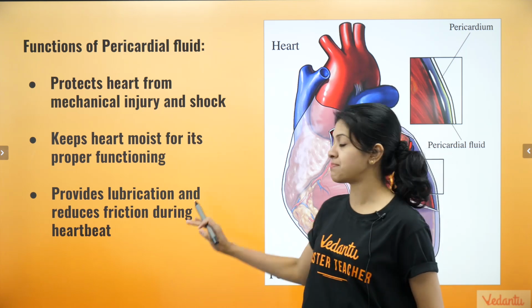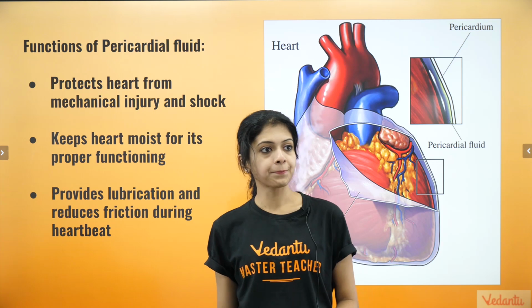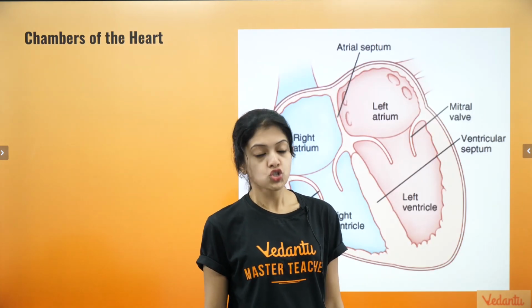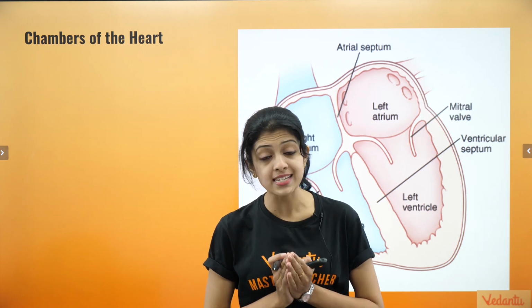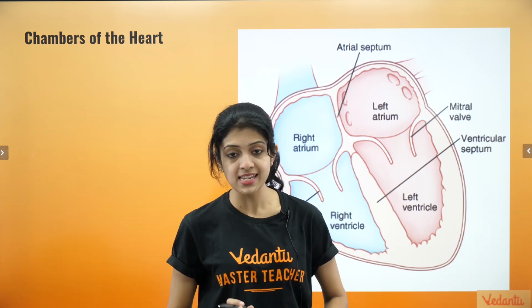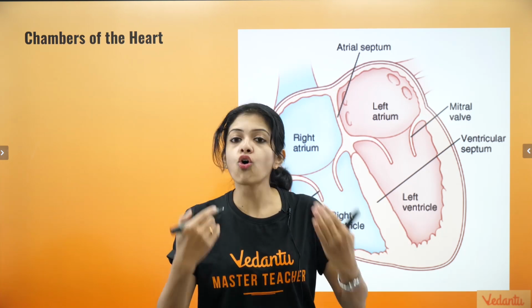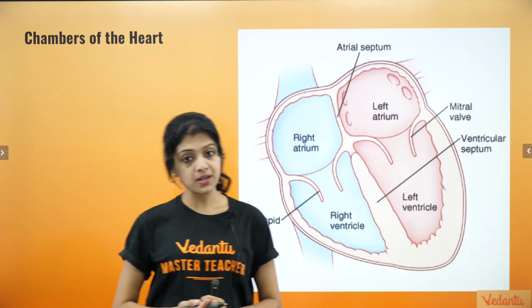Right, children? Keep this in mind, important from an examination perspective. Okay? Now, talking about the chambers of the heart, we have seen what it looks like outside. It's got a layer, a pericardial membrane surrounding it or protecting it. But let's go one step deeper. We are looking at the four chambers of the heart.